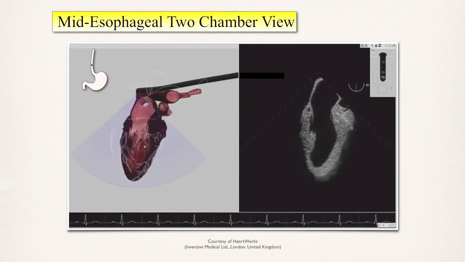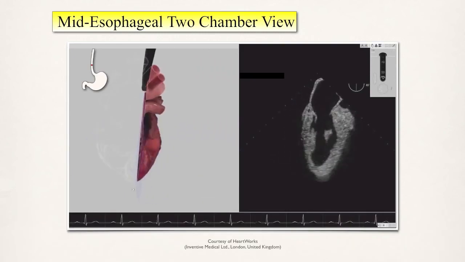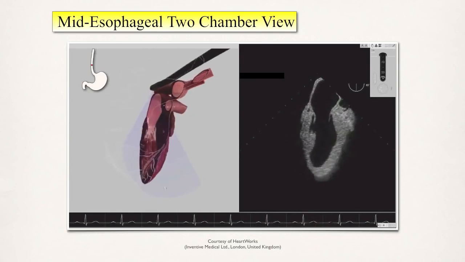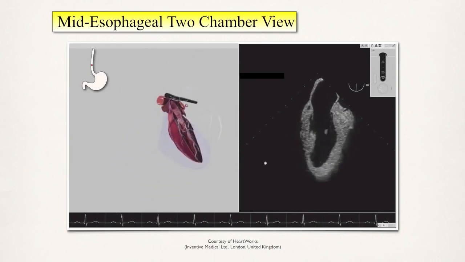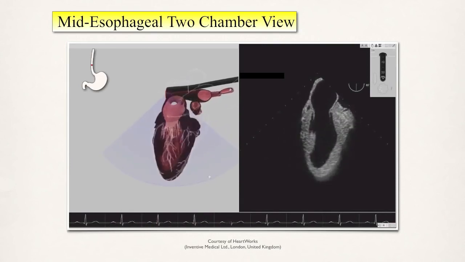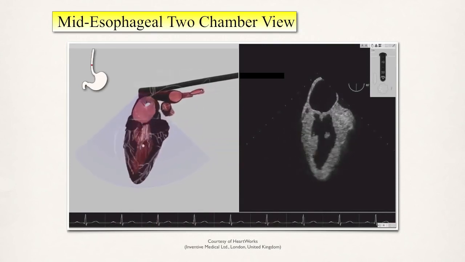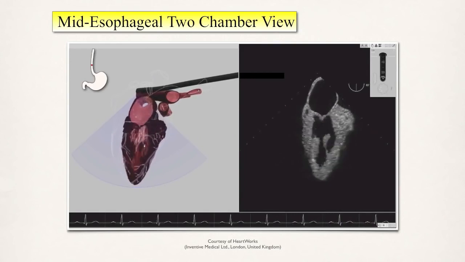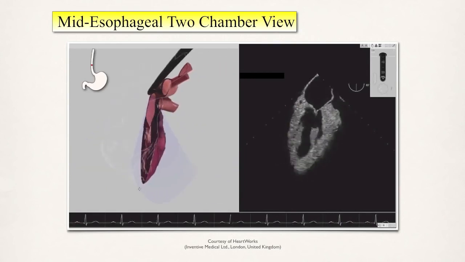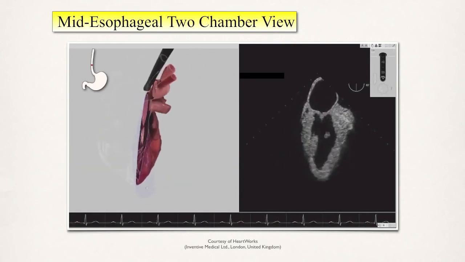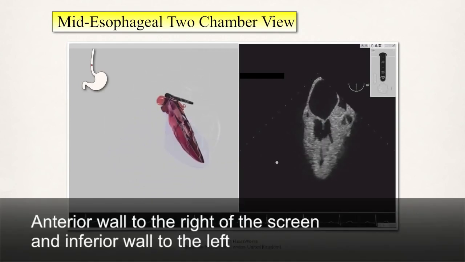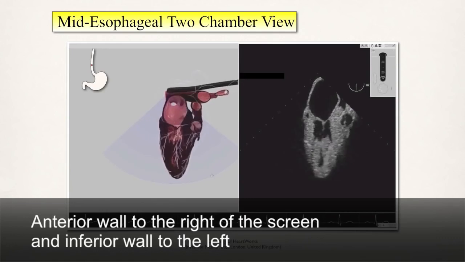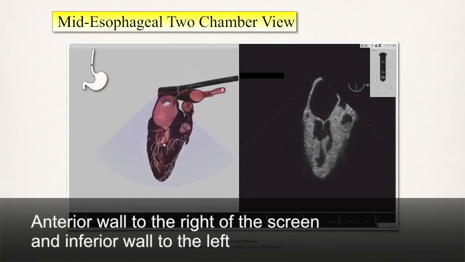Note on the simulated ultrasound image the small circular blood-filled structure to the left of the posterior mitral valve leaflet. This is the coronary sinus, which runs between the atrium and ventricle and returns deoxygenated coronary blood to the right atrium. The left ventricular walls, seen on the two-chamber view, are the anterior wall to the right of the screen and inferior wall to the left.